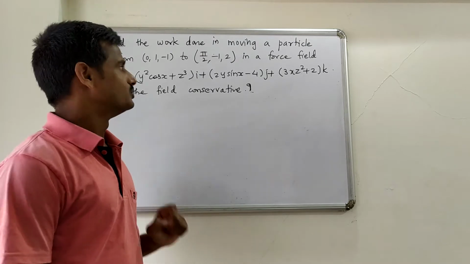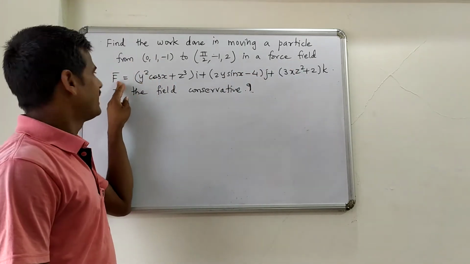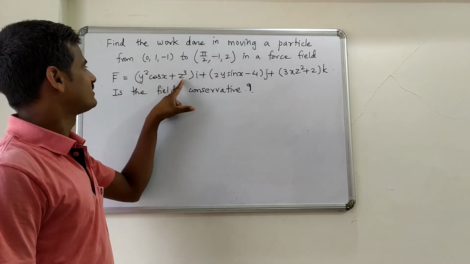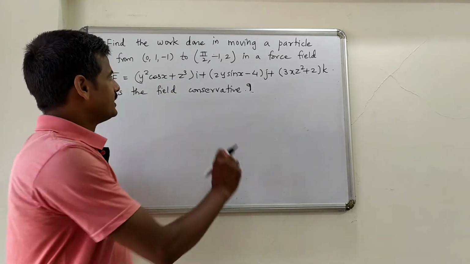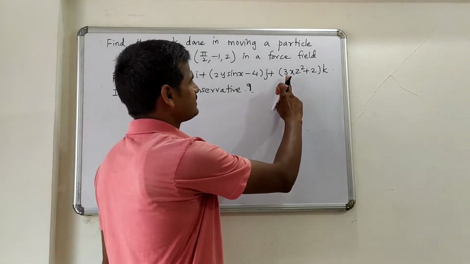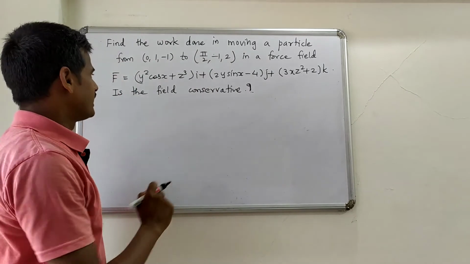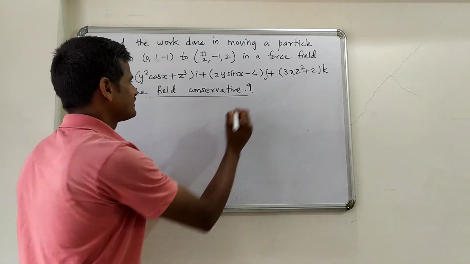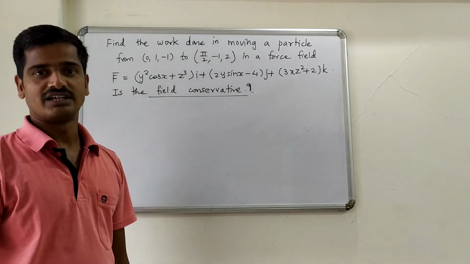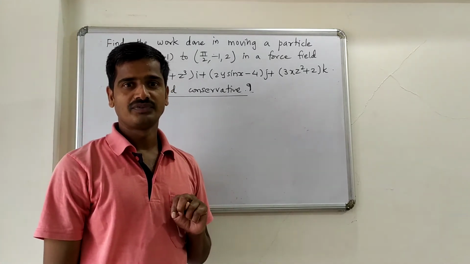in a force field F bar which is given by (y² cos x + z³) i + (2y sin x - 4) j + (3x z² + 2) k. And one more additional question is asked, is the field conservative? So there are two parts in this example.